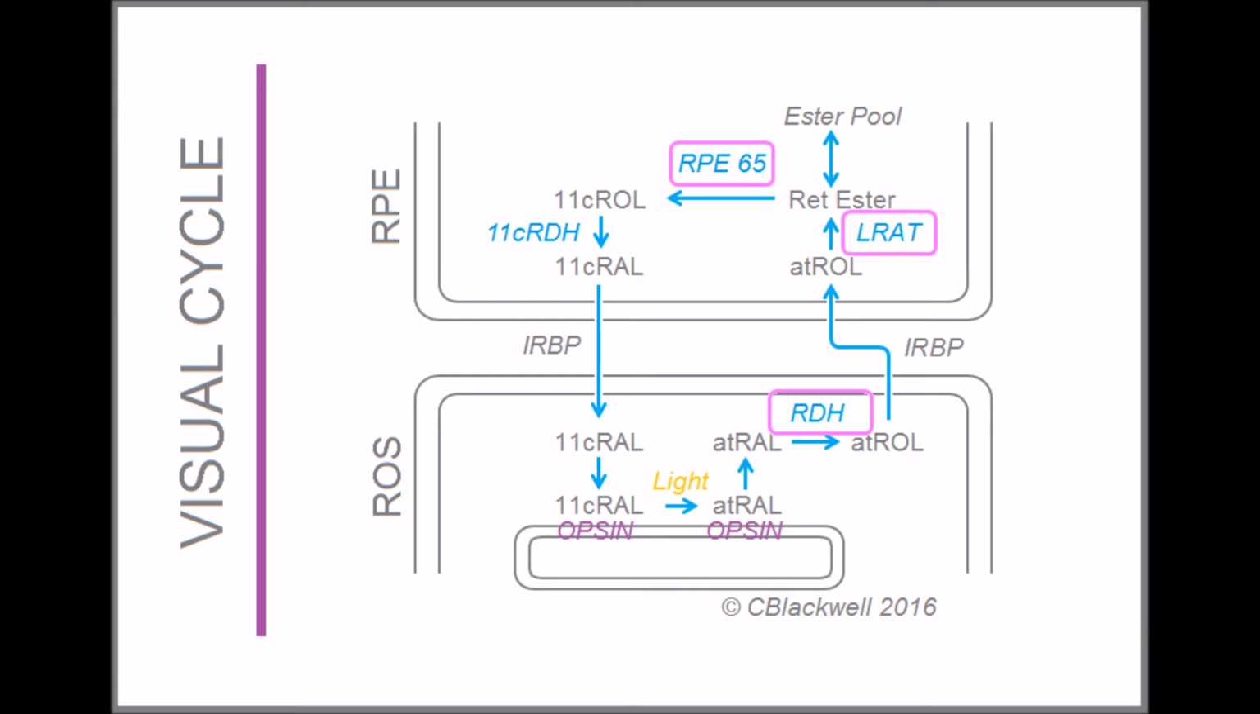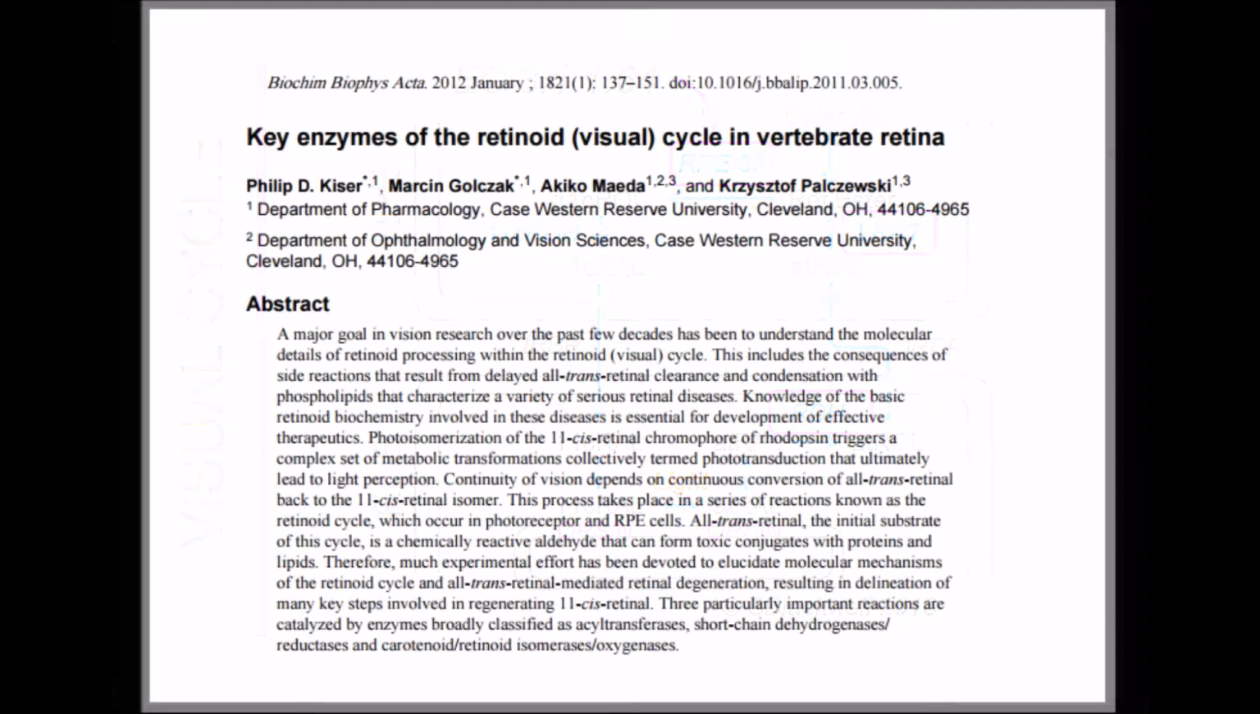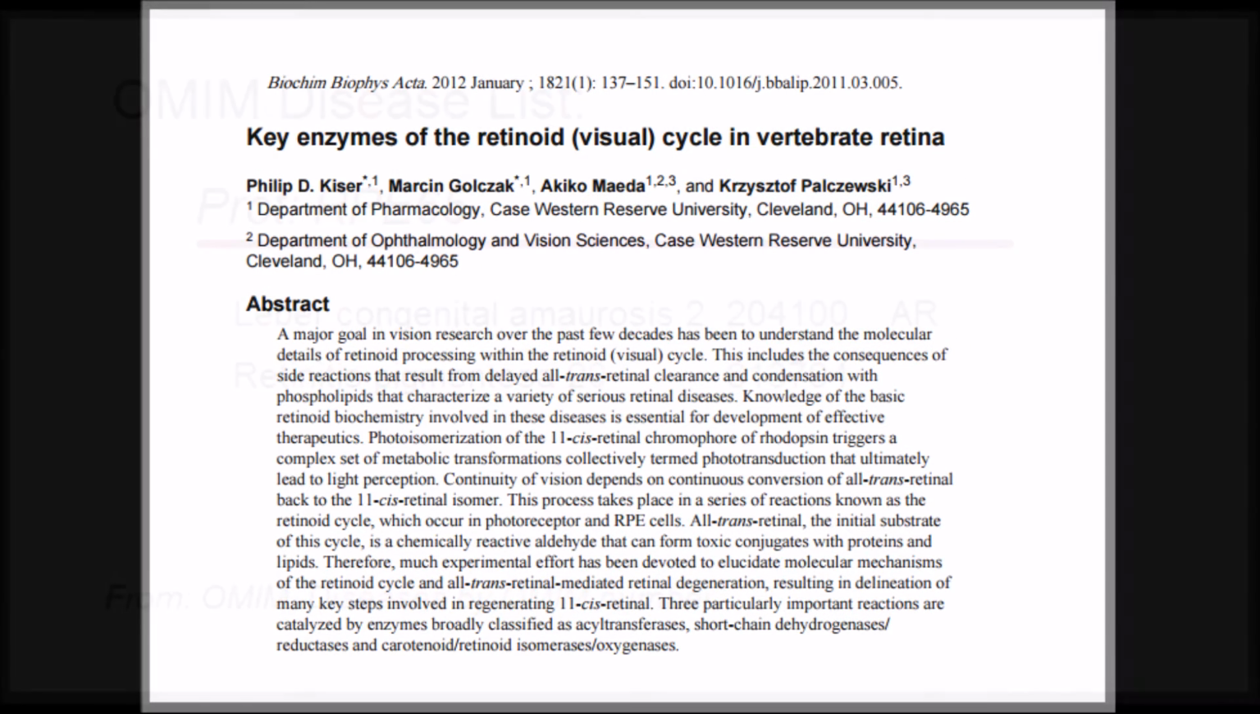The severity of the effects is based on the redundancy of the system. For example, there are multiple versions of the retinal dehydrogenase, but only one enzyme that converts all-trans retinal esters to 11-cis retinol, that is RPE65. Therefore, defects in this enzyme have more severe consequences.